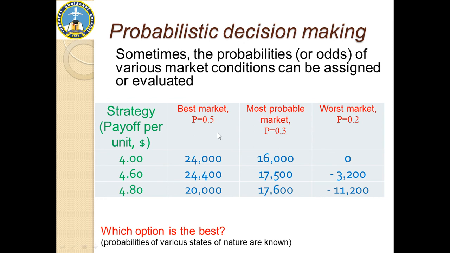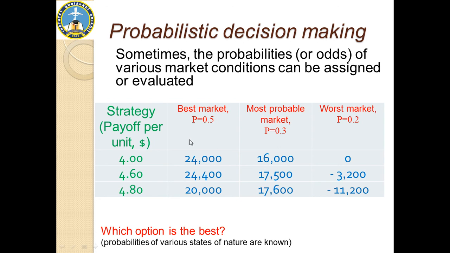The best market condition will appear with probability of 0.5. The most probable market conditions will turn out with probability of 0.3, and the worst market conditions can be expected with probability of 0.2. Now, when we have all this new information, which option is the best? Now we know the probabilities of different states of nature, unlike in the previous case. Now, how do we find the best option given this new information?